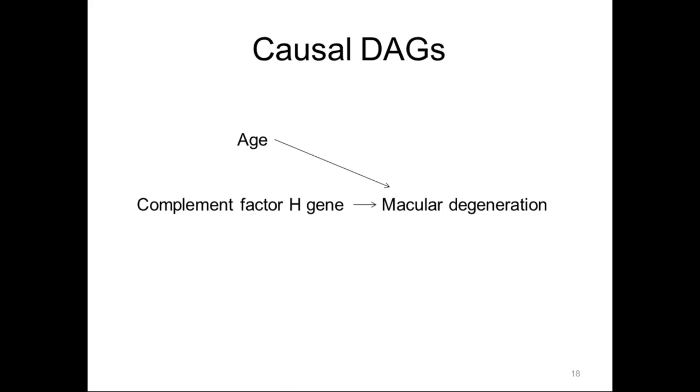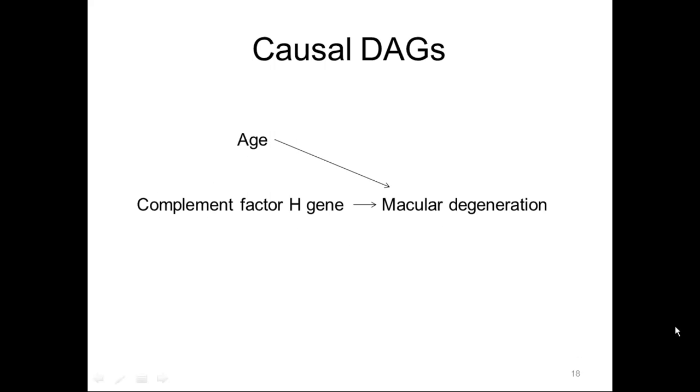So, a couple of examples. If we've got this complement factor H gene causing macular degeneration, age is the major risk factor for macular degeneration. It's a disease of aging. But this variant in the complement factor H gene that's been associated with macular degeneration doesn't really have anything to do with age. It's something that people are born with. It doesn't affect life expectancy. So there's no relationship between age and complement factor H.